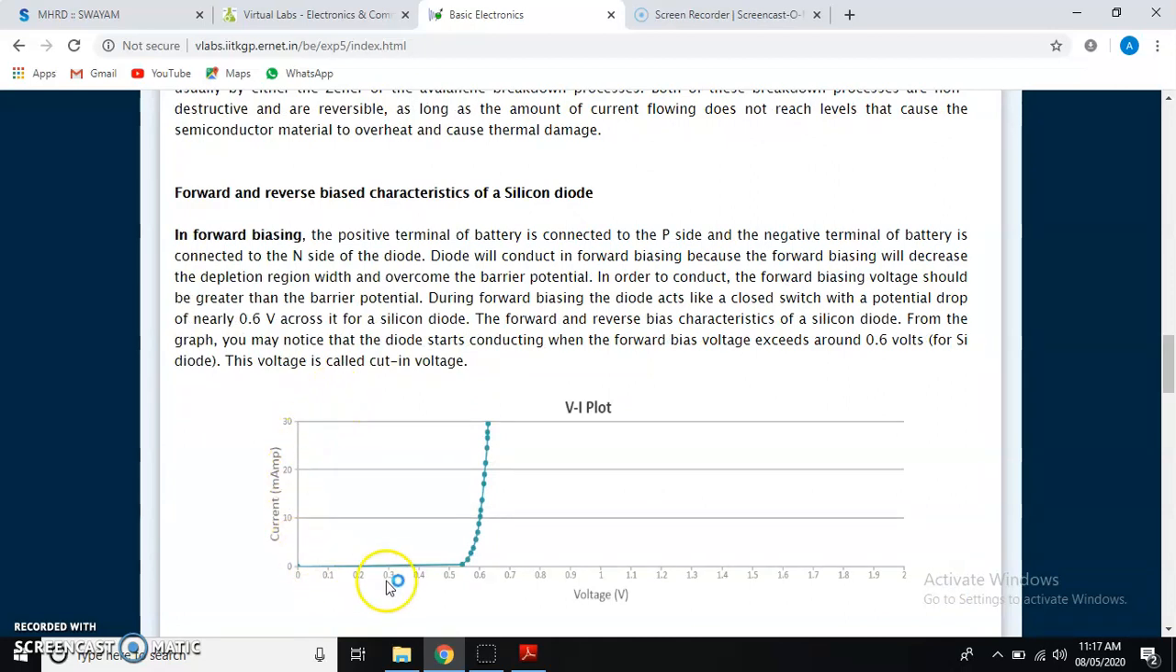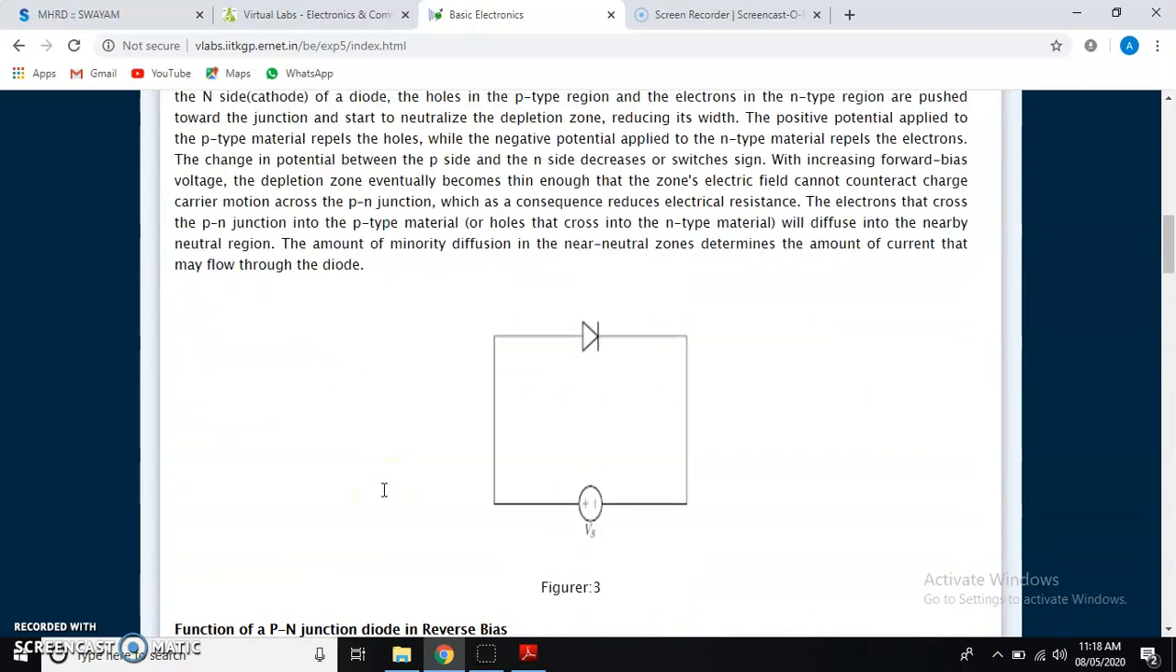We have to find out this curve. This is called the VI characteristic of a diode. This is in the forward mode and reverse mode. Both ways we have to find out. So here the x-axis is the forward voltage across the diode and the y-axis is the current flowing through the diode. So the graph between these two, current and voltage of the diode, is the VI characteristic or VI plot. So now we'll start the practical.